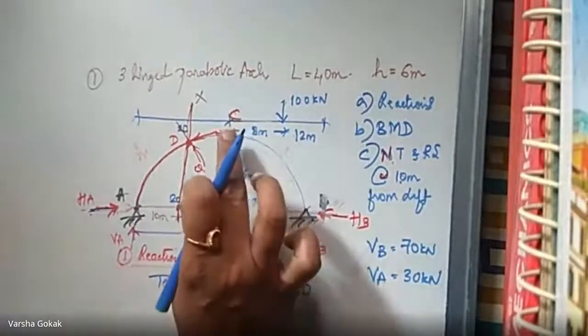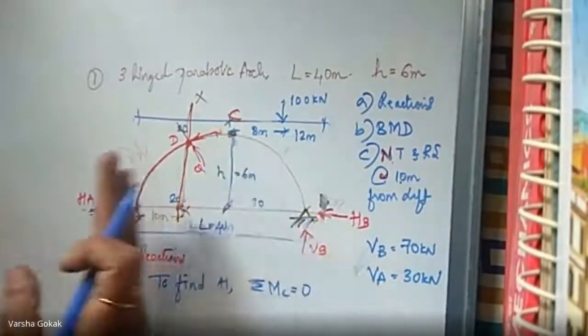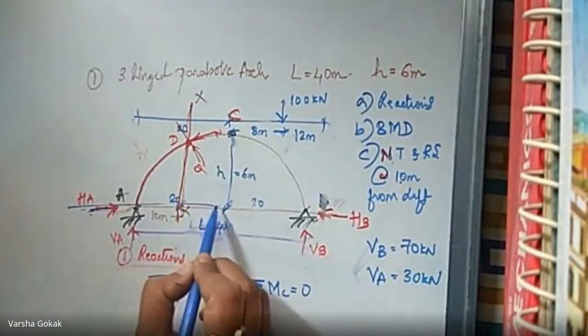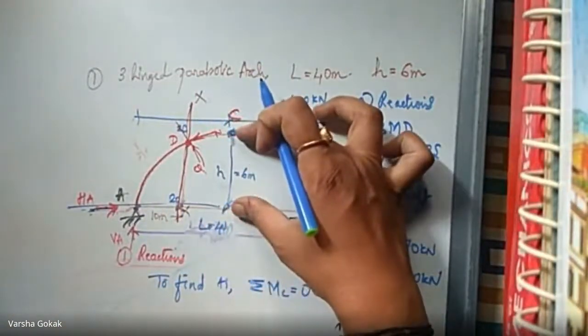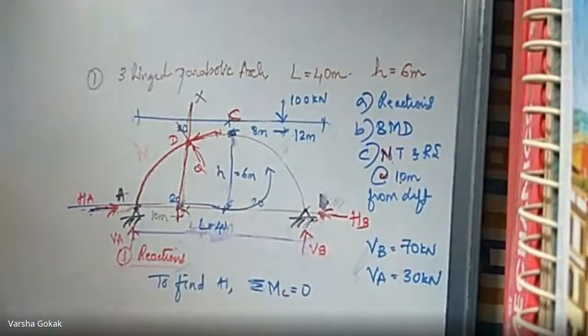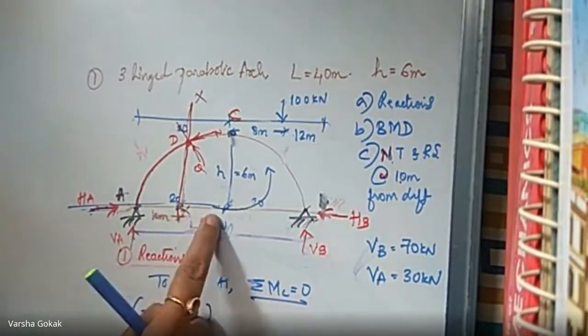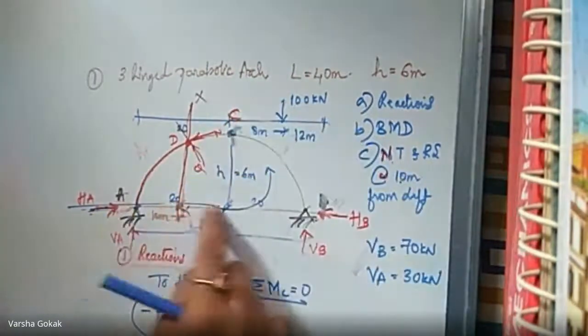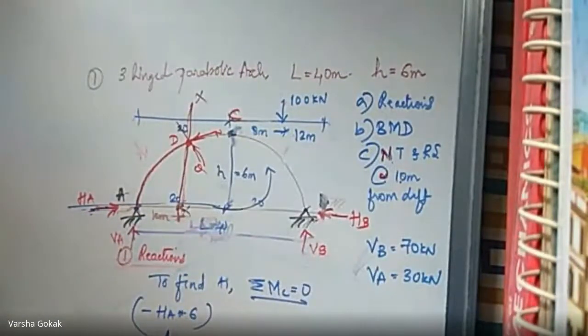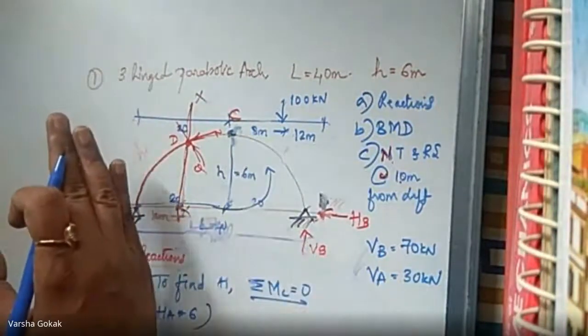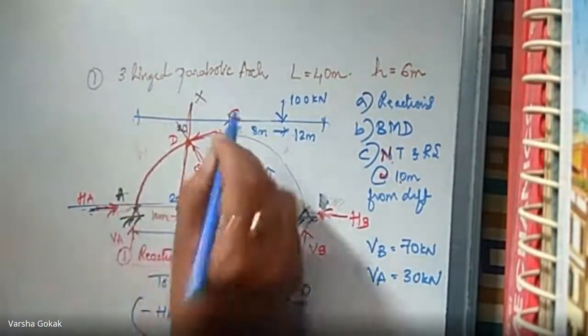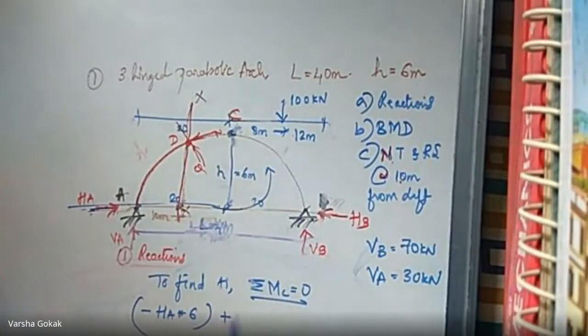Clear? Now when I'm taking moment at C from the left side, I will have HA going like this with a perpendicular distance of 6, and HA will go to C in anti-clockwise direction. So when I say moment at C equal to 0, I'll write minus HA into 6. HA goes like this, perpendicular distance is the rise. So HA into 6 anti-clockwise, so minus HA into 6. And what all comes? VA comes only on one side of the section. VA will go like this to C. What is this distance? 20. So plus VA into 20 is equal to 0.